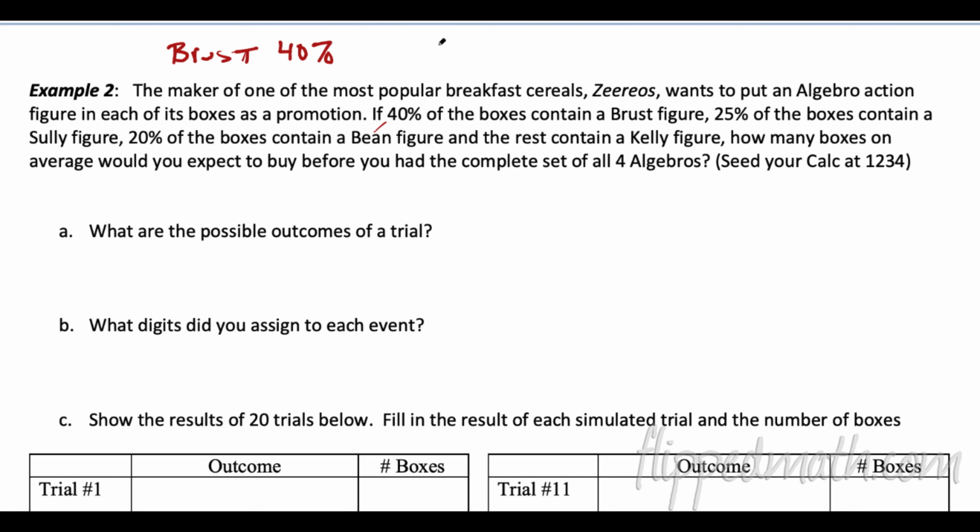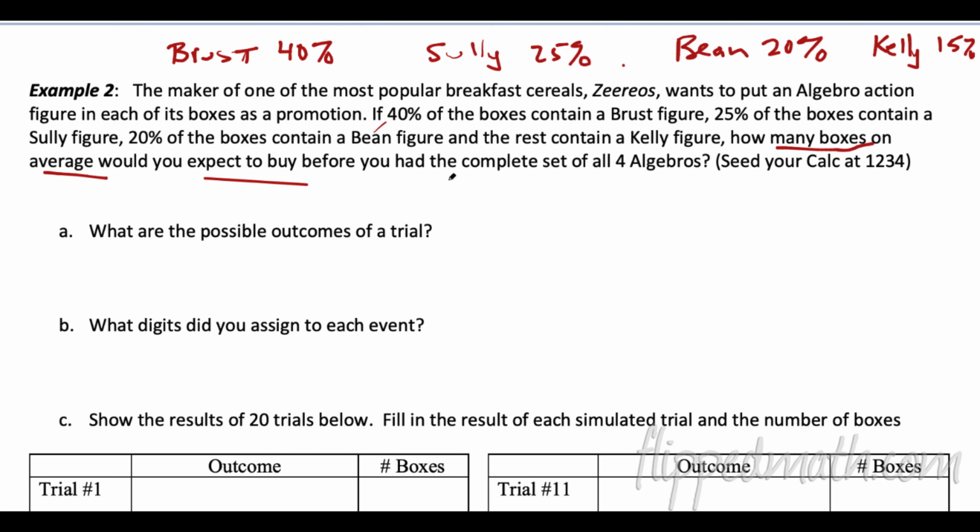25% contain a Sully. 20% of the boxes contain a Bean. And then the rest contain a Kelly figure. Oh, well, how many is that? So that's 65. That's 85. Kelly figure's 15%. So that makes sense. All right, so 15% right there. How many boxes, on average, would you expect to buy before you had a complete set of all 4 Algebros?